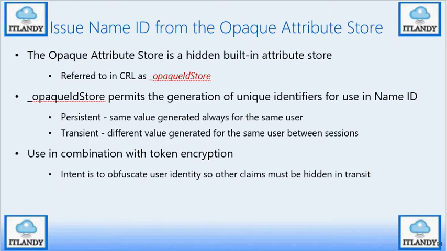The OPQ ID store permits the generation of unique identifiers for unique name ID, either persistent or transient. Persistent means the same value is always generated for the same user. Transient means a different value is generated for the user between sessions. It is used in combination with token encryption to obfuscate your user identity, so other claims must be hidden in transit. How will that look for us?